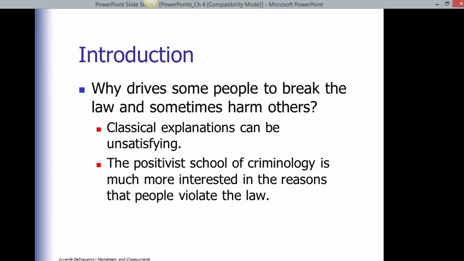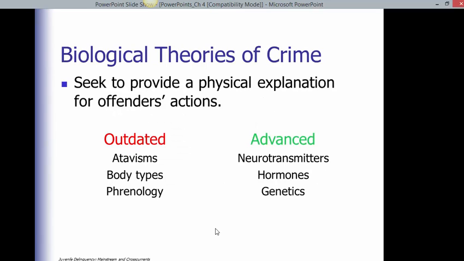Introduction. What drives some people to break the law and sometimes harm others? Classical explanations can be unsatisfying. The positivist school of criminology is much more interested in the reasons that people violate the law. Biological theories of crime seek to provide a physical explanation for offenders' actions.